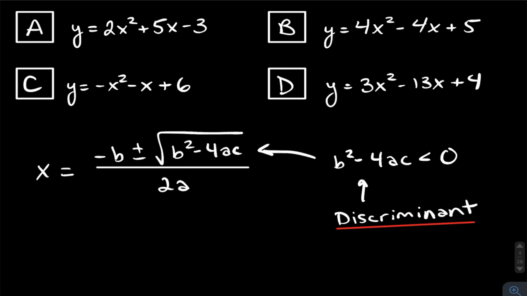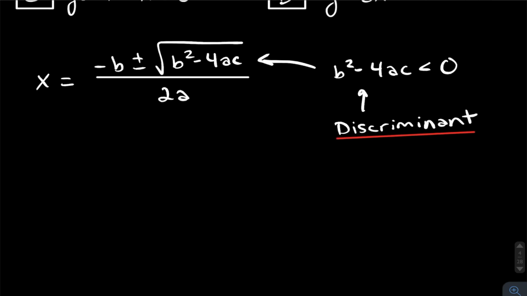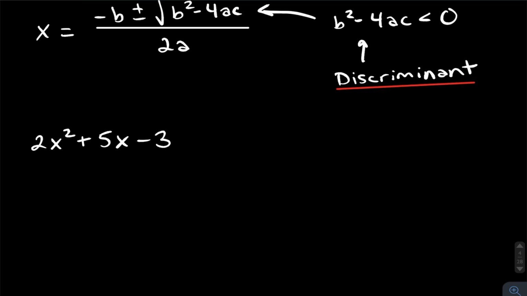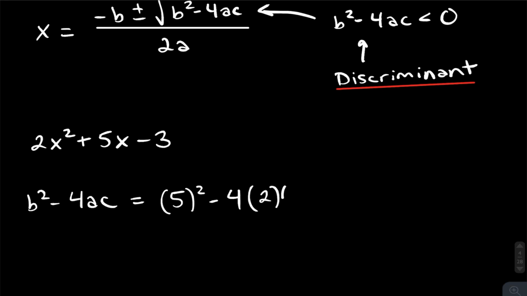Let's start out with A. A is 2x squared plus 5x minus 3. If we use the quadratic formula for this, it would be a lot of work. So we use the discriminant, b squared minus 4ac, and we see that b here is 5, and so we have 5 squared. Then we get a minus 4 times a, which is 2, and c, which is -3.